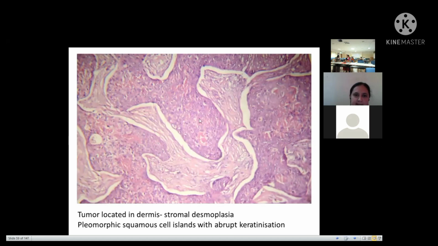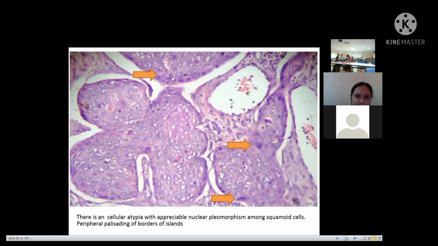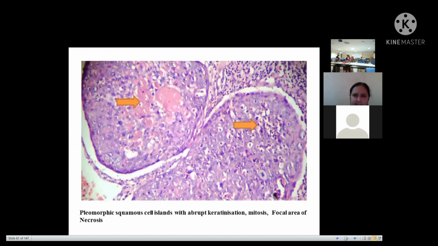And in low power, these cells look small, and in between these cells, we see this pinkish amorphous material between the tumor cells. And also we can see the peripheral palisading in the islands of these squamoid lobules. Also some appreciable atypia and mitosis is there. And there is a focal area of necrosis, and this is the area of abrupt keratinization in the high power.